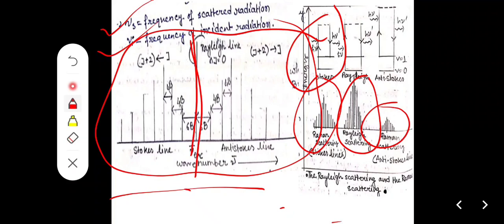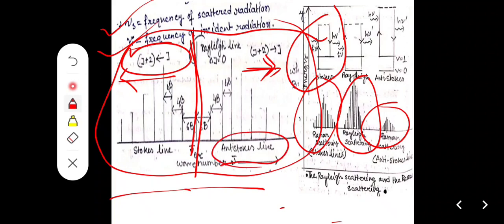If we go to this side, that must be J+2 to J, which gives the anti-Stokes line. If you go to this side, J to J+2, we consider it the Stokes line. Okay. If we go J+2 to J, we get the anti-Stokes line. If we go J to J+2, we get the Stokes line. Okay. The middle portion is the Rayleigh line.